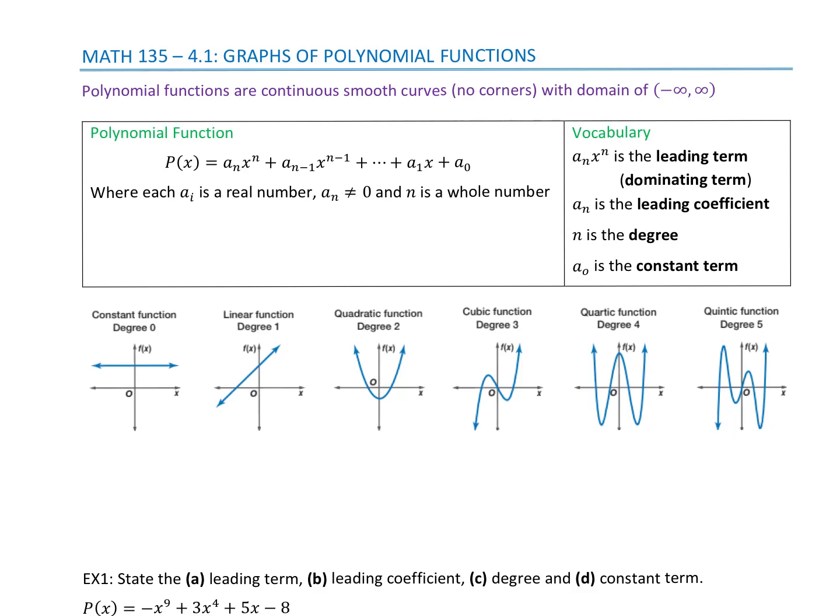Welcome to 4.1, Graphs of Polynomial Functions. So, polynomial functions are continuous, smooth curves with no corners, with a domain of negative infinity to positive infinity.